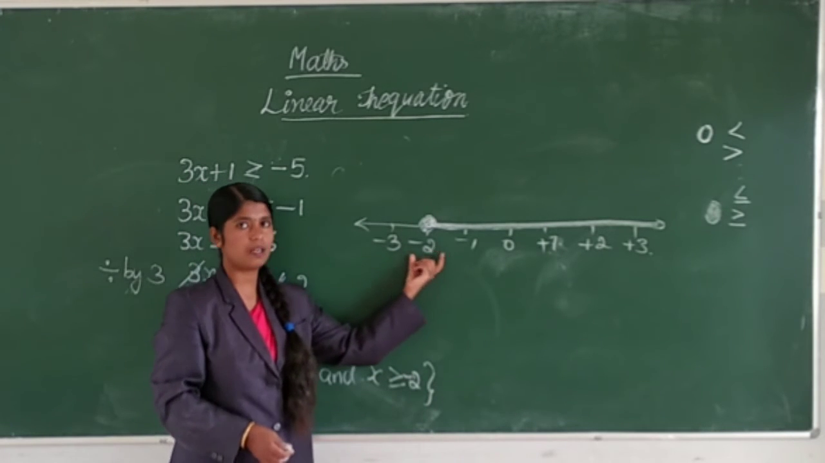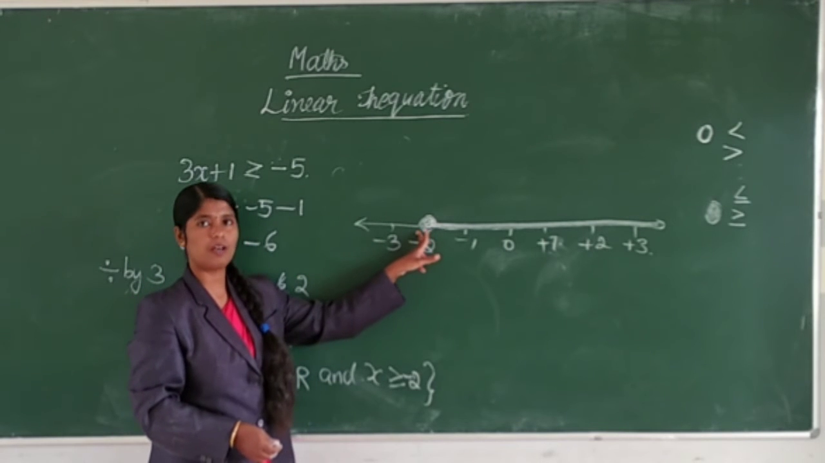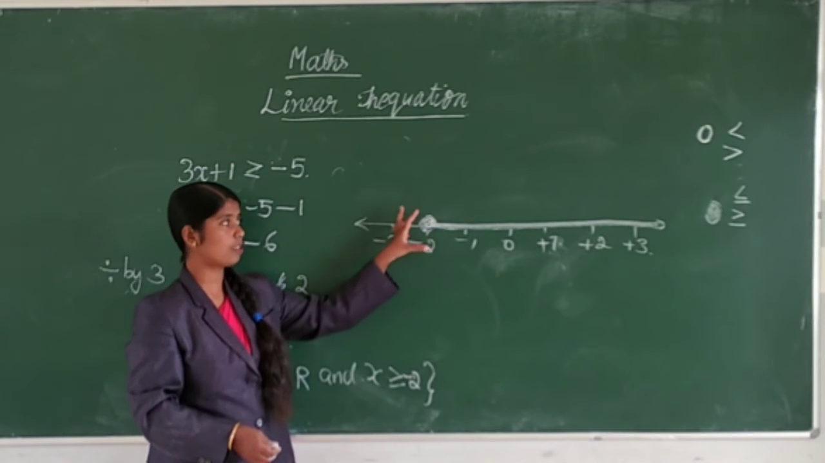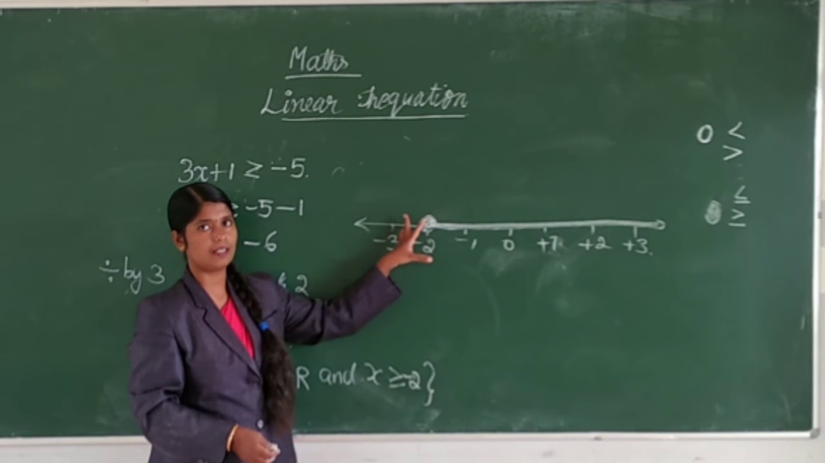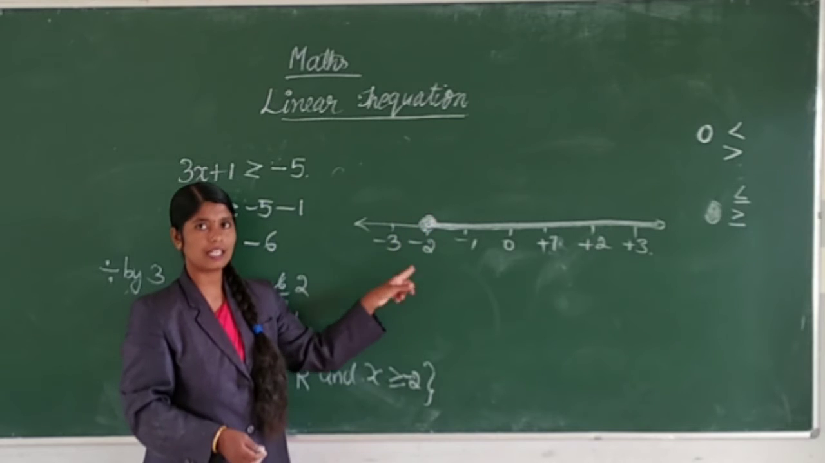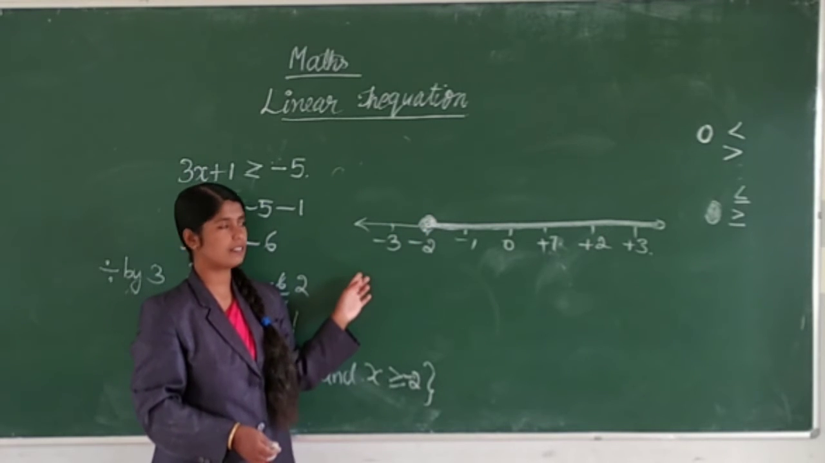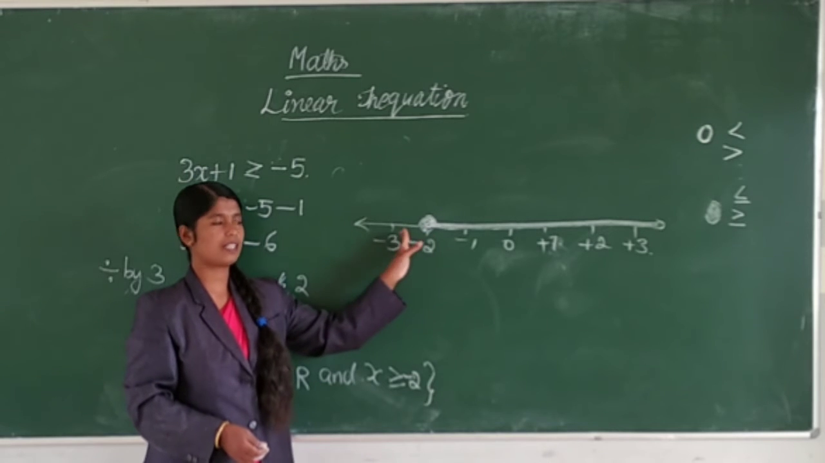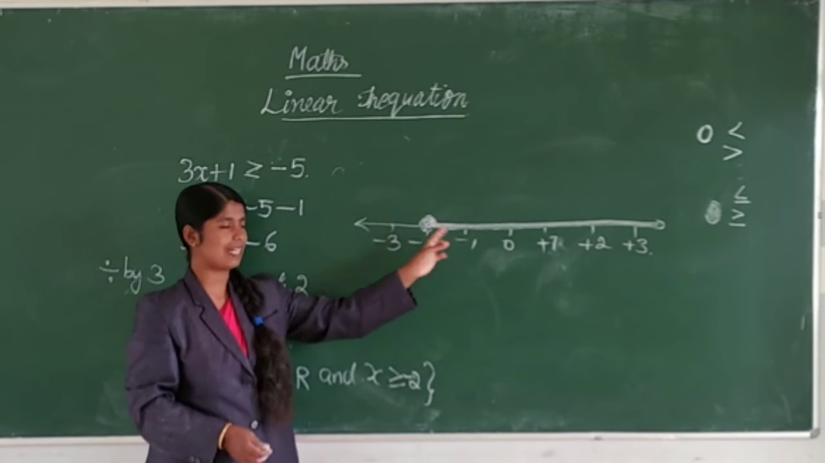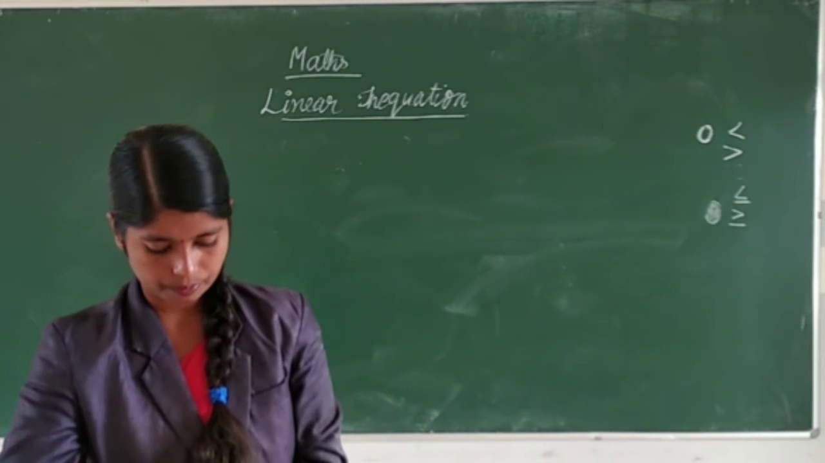First thing, on which number you have to draw. Second thing, you should observe whether to draw a hollow circle or a shaded circle. If it is less than or greater than, it is a hollow circle. If it is less than or equal to, or greater than or equal to, then it is a shaded circle. Then if it is greater than, you will move forward. If it is less than, you will move backward. Easy one. Okay, third question.